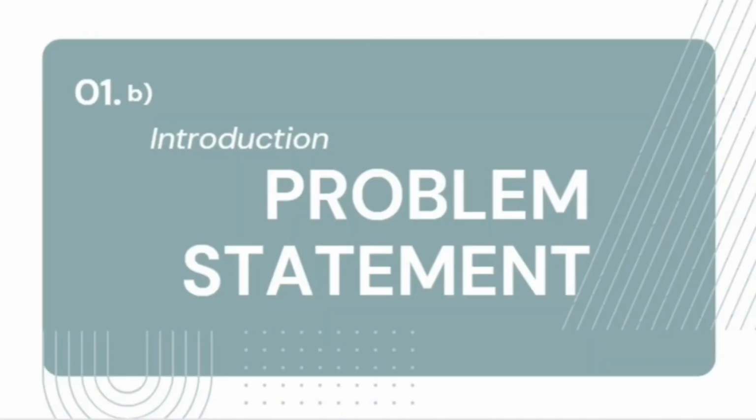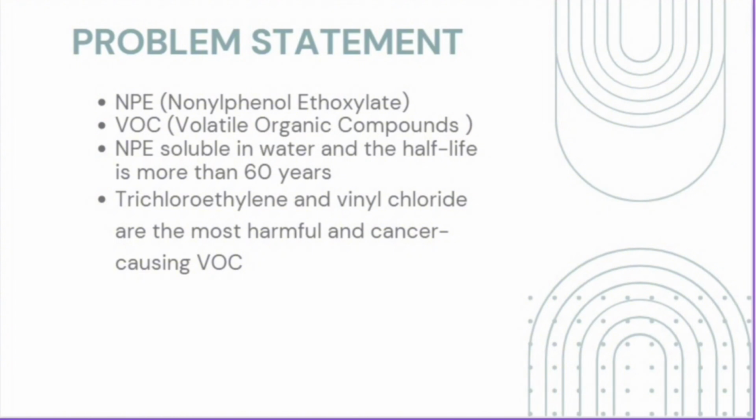Like I said on the previous slide, nowadays most degreasers used in industry, house, and house appliances contain harmful substances like NPE and VOC. These non-degradable degreasers are harmful to the environment when released into the water, as they are incapable of being chemically degraded over time and will remain in the atmosphere for a very long time. For example, NPE is moderately soluble in water and has a half-life of more than 60 years, which is very long.